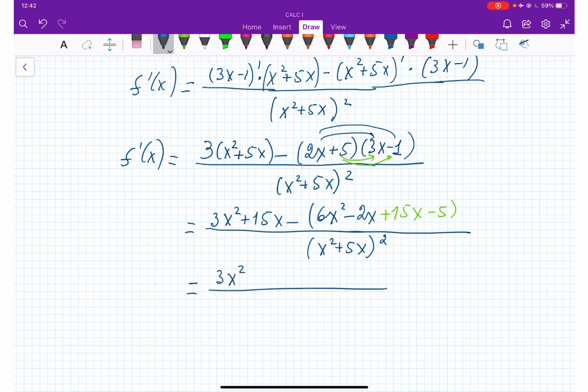3x squared plus 15x minus, so I'm going to flip every single sign within the parentheses. It's going to be minus 6x squared plus 2x plus minus 15x. Not attentive at all today. Minus 15x and plus 5. Let's double check. Negative 6x squared plus 2x minus 15x and plus 5. All is good. X squared plus 5x to the power 2.